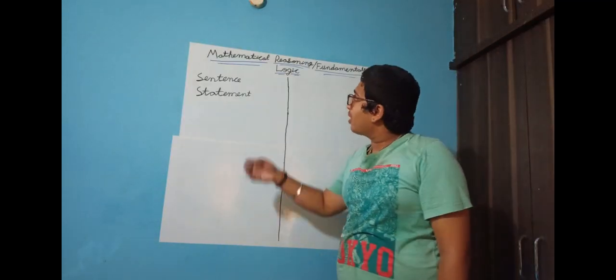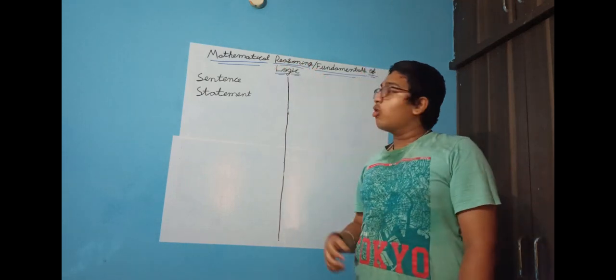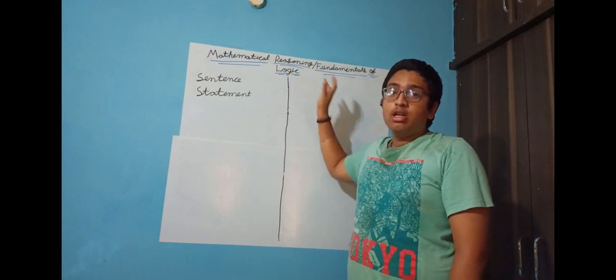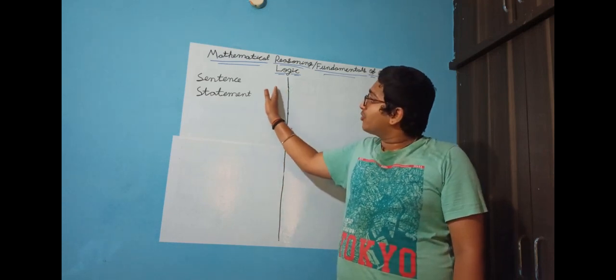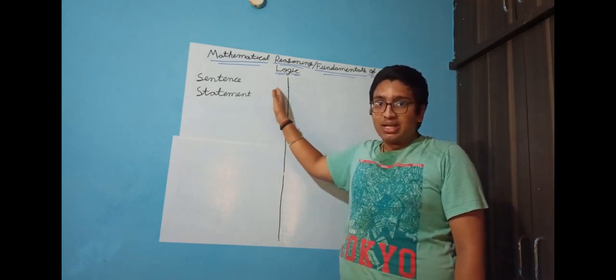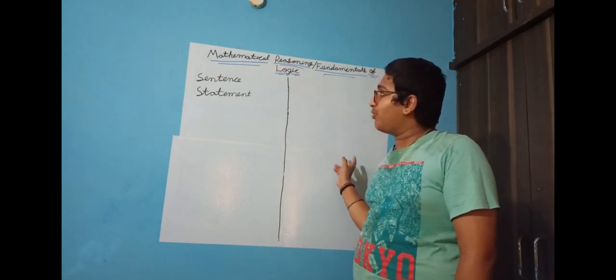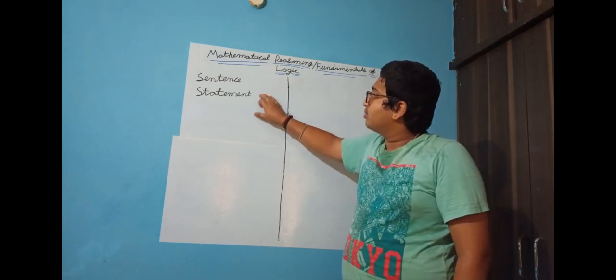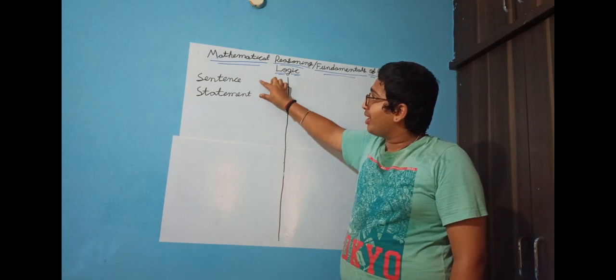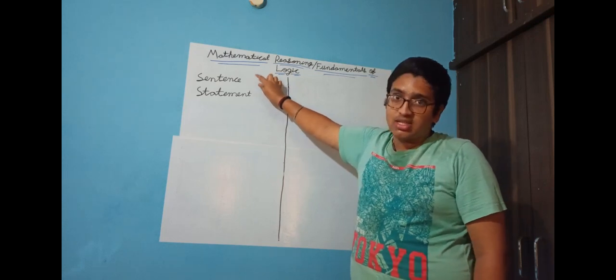Good morning everyone. Today we are going to learn about mathematical reasoning, or fundamentals of logic. What actually does logic mean? Logic is the science of reasoning, and the logic which we represent using mathematical symbols is known as mathematical reasoning. Throughout this chapter we use statements to represent these logics, and in order to know the statement we have to know what actually the difference between sentence and statement is.